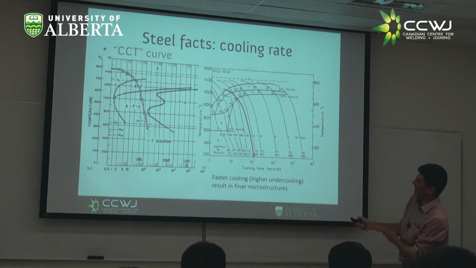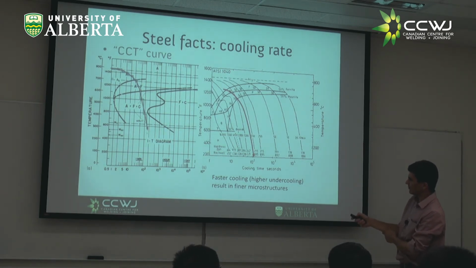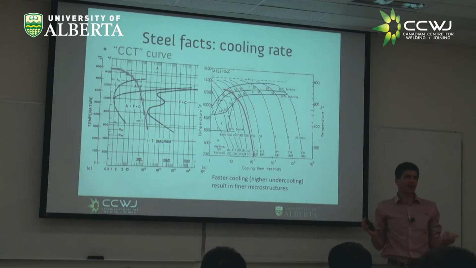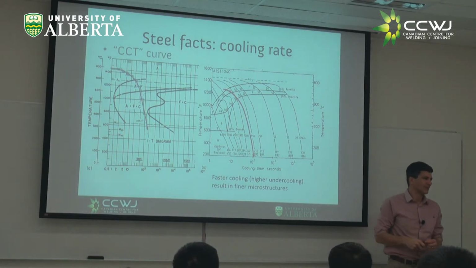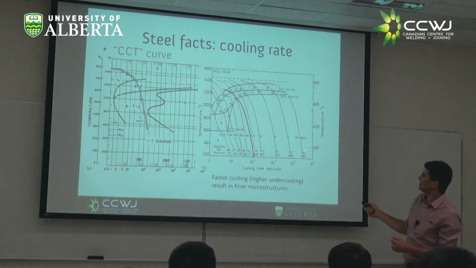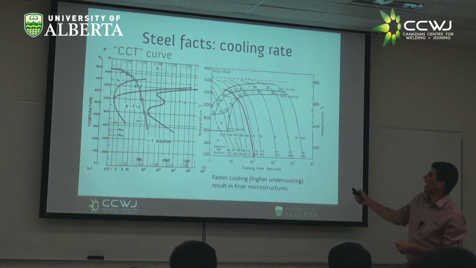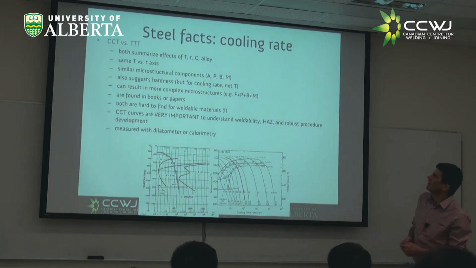And here, depending on the CCT diagram, we would have the Vickers hardness or the Rockwell hardness. And these numbers here are the cooling rate, in this case in Fahrenheit per minute. How useful, right? But again, this is cooling rate. Slow cooling rates, fast cooling rates.